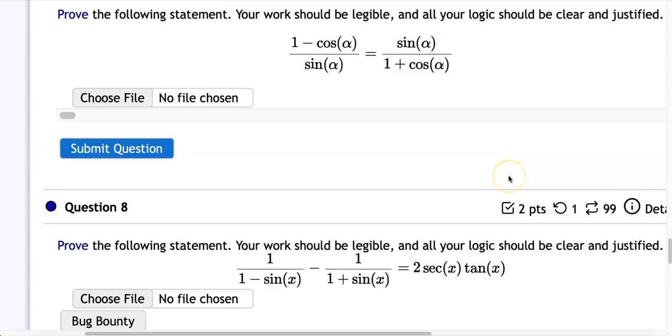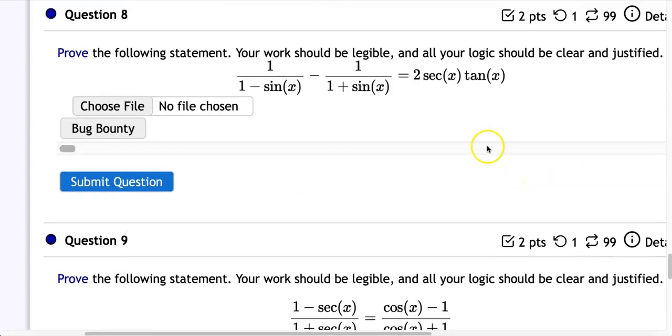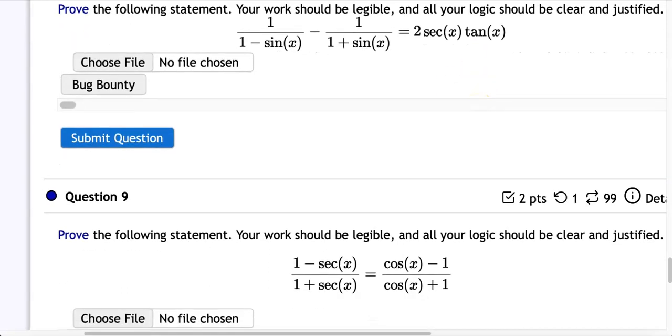Alright, now moving on to question 8. We have two fractions that need to be combined. They do not have the same denominator, so we need to multiply each by whatever the other denominator is to get a common denominator, and then hopefully that's going to lead us to something we can simplify into 2 secant x tan x. Alright, so first we're going to go ahead and draw that vertical line as before.